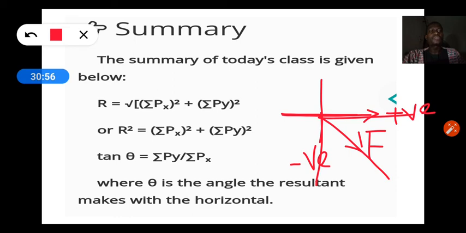Our next class we should be discussing equilibrium, and that's where we are going to be discussing what we call Lami's theorem.